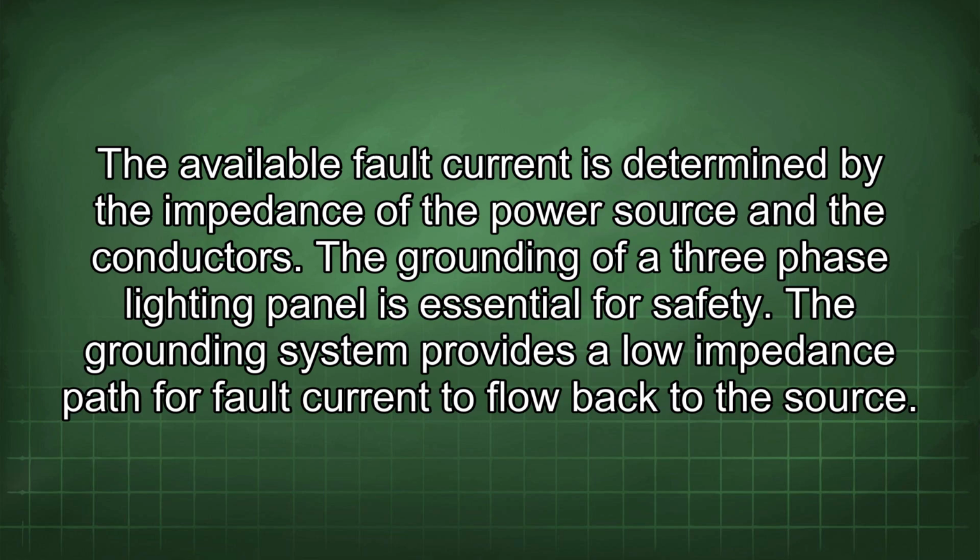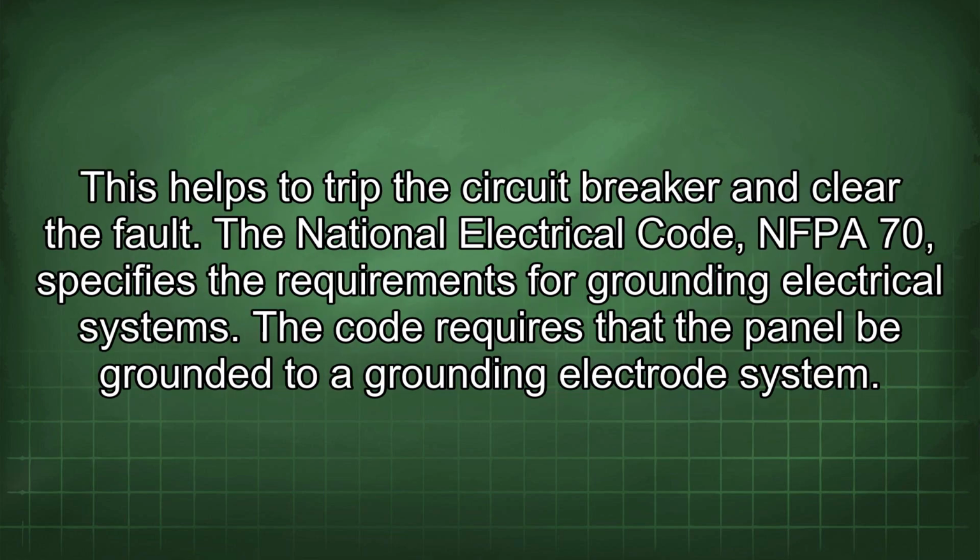The grounding of a three-phase lighting panel is essential for safety. The grounding system provides a low impedance path for fault current to flow back to the source. This helps to trip the circuit breaker and clear the fault. The National Electrical Code, NFPA 70, specifies the requirements for grounding electrical systems.